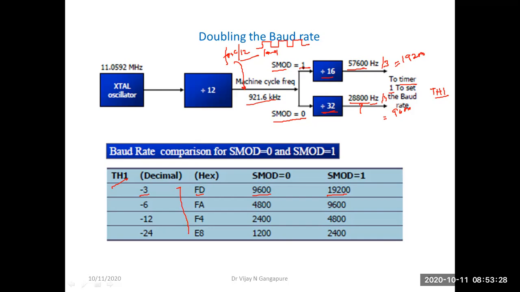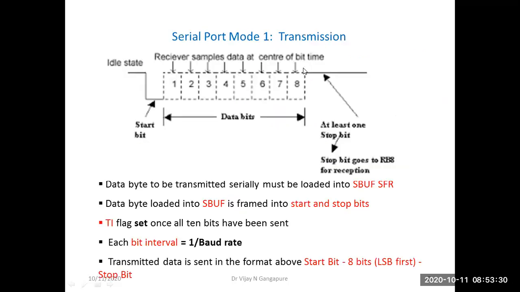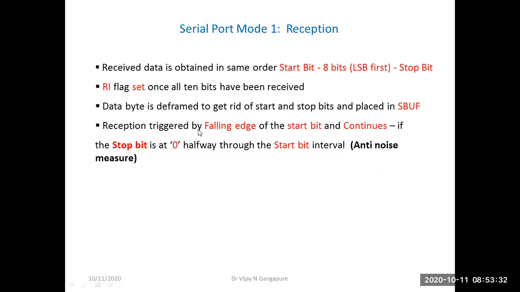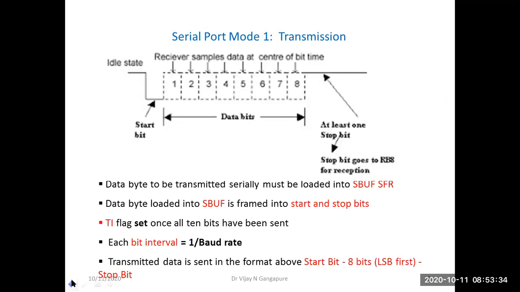Okay, so this is about baud rate generation. Now we'll study what happens in a serial transmission in mode 1, which is an 8-bit UART mode. Mode 1 is 8-bit UART mode, meaning 8 bits of data will get transmitted serially.